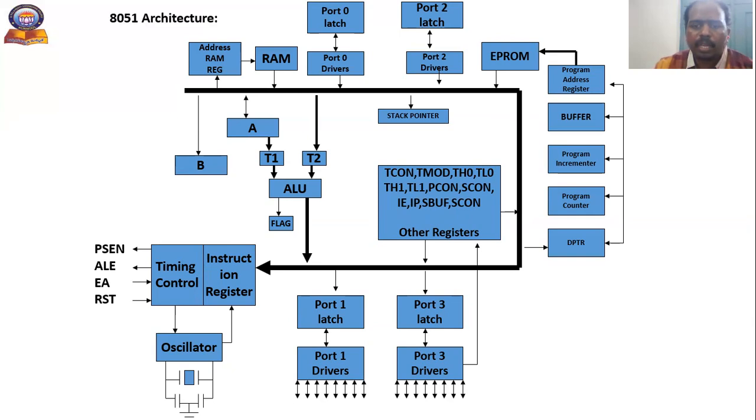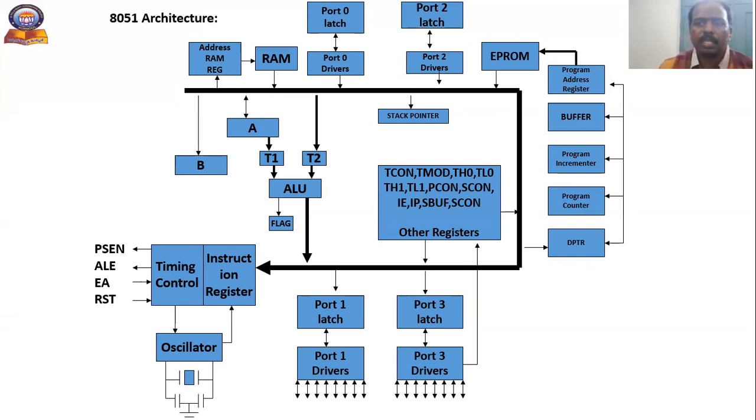Oscillator is the external crystal oscillator. What is the clock we are connecting? That is an 11.0592 megahertz crystal. We will be connecting it to generate that exact frequency. Using that crystal oscillator, we will be generating a clock frequency, and how much time each instruction requires will be analyzed by the timing and control circuitry. And then an instruction register, which is going to hold the current instruction to be executed.